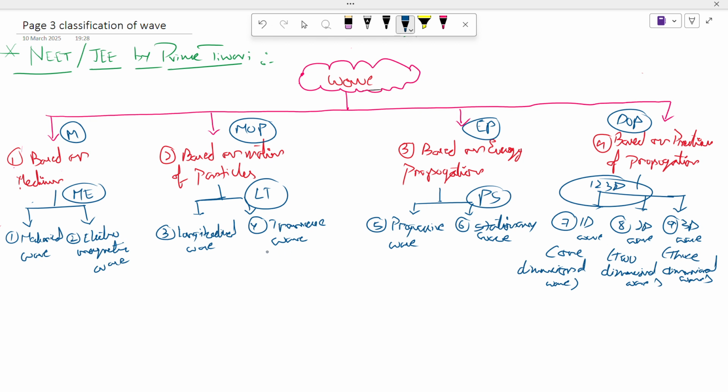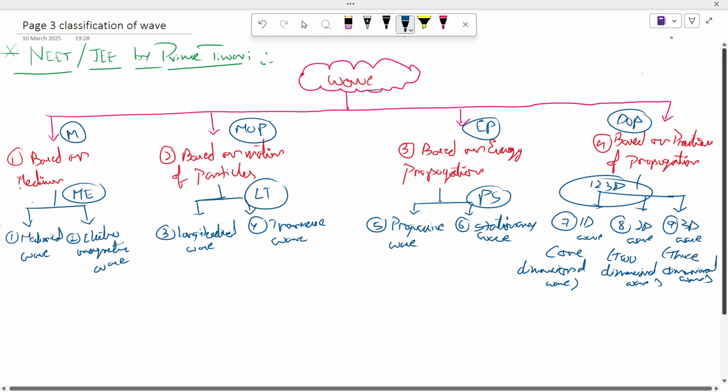So let's move on to the next page. Hope you are understanding the classification. You can take the screenshot as well.